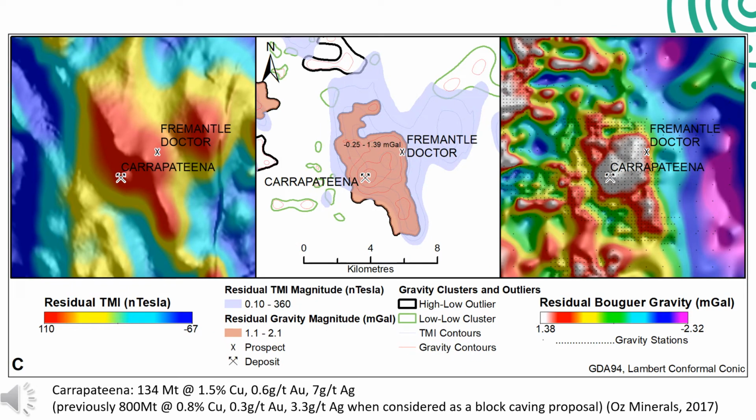The Carapatina deposit and adjacent Fremantle Doctor continue this pattern. High-grade mineralisation at Carapatina begins at about 600 metres depth and continues to well over 1,000 metres. Note the small peak in the TMI image immediately to the east, which is right of the deposit.